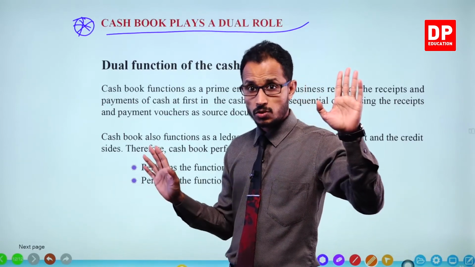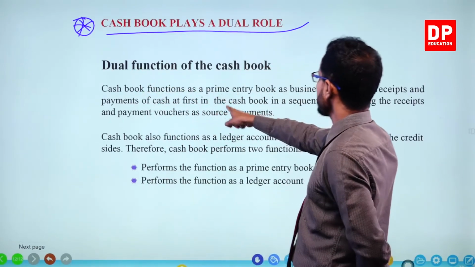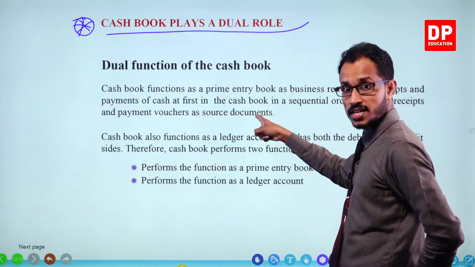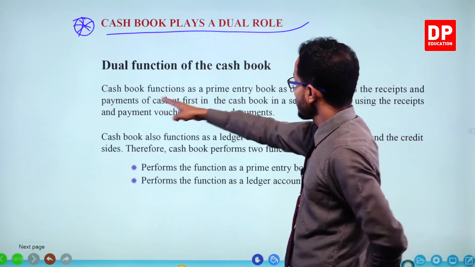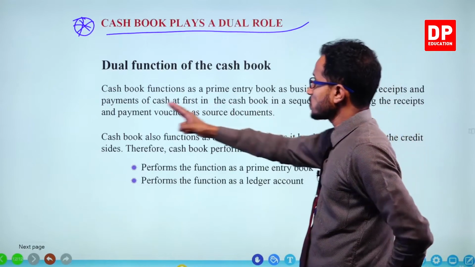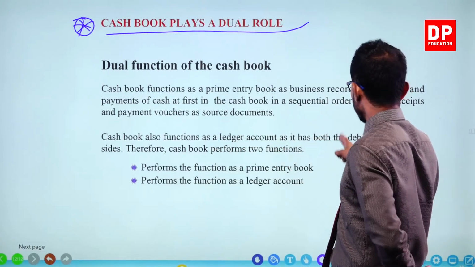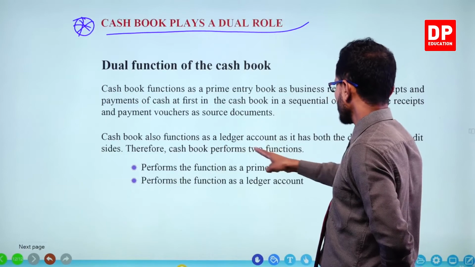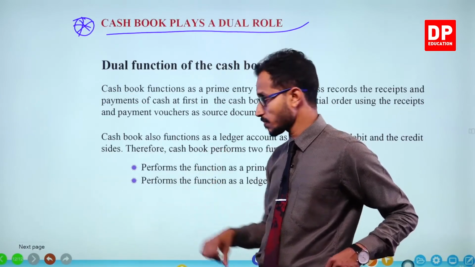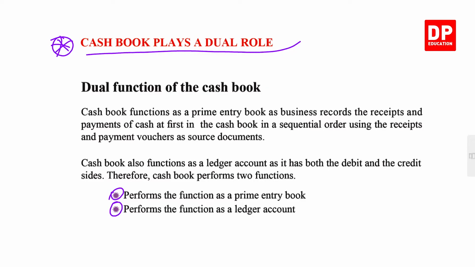Well, it's going to get clearer when we do some exercises, when we prepare some cash books. So don't get frustrated now. Let's read out. Dual function of the cash book. The cash book functions as a prime entry book as businesses record the receipts and payments of cash at first in the cash book, then and there, when the transactions happen, using receipts and vouchers. And the cash book also functions as a ledger account as it has both the debit and credit sides. Therefore, the cash book performs two functions. That's what I told you. It performs as a prime book, and as a ledger account.